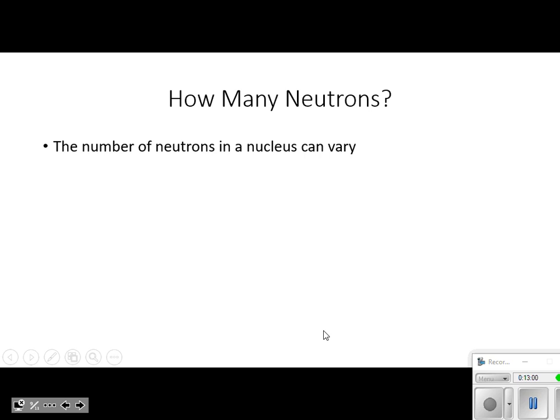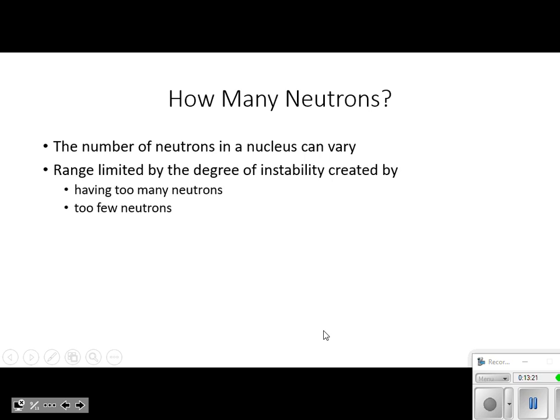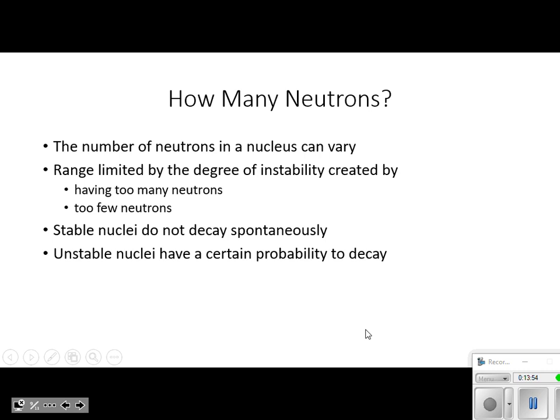We know that the number of neutrons varies, don't we? That's what gives us our isotopes. We talked about carbon-12 and carbon-14. We talked about the different isotopes of chlorine in your isotope lab. We've talked about the different isotopes of hydrogen. We know that the number of neutrons in a nucleus can vary. Now, the instability of the nucleus is because of too many neutrons or too few neutrons. That creates the instability. A stable nucleus will not decay spontaneously. However, an unstable nucleus has a probability to decay.